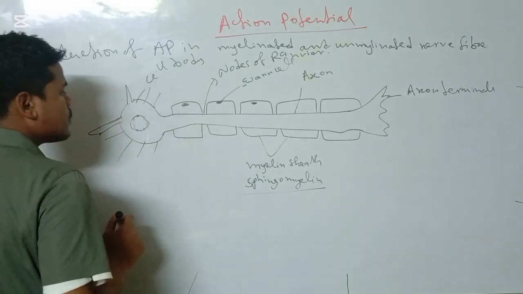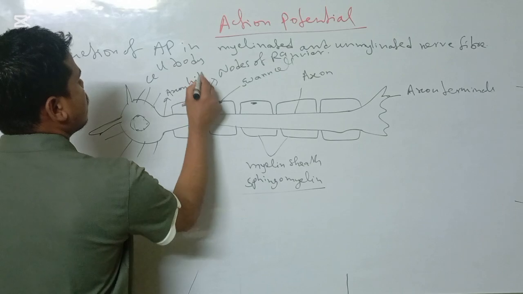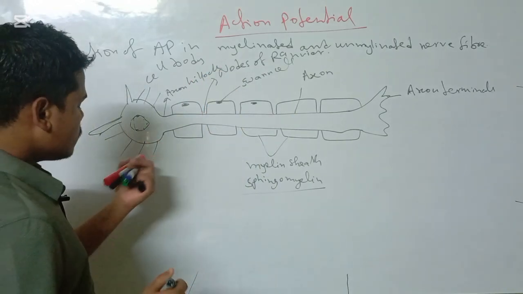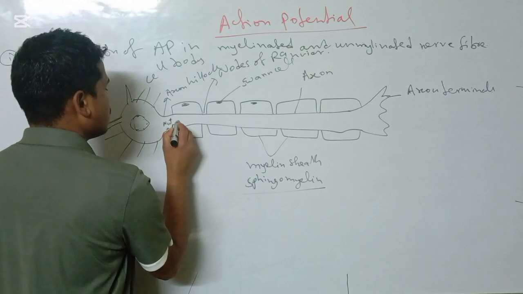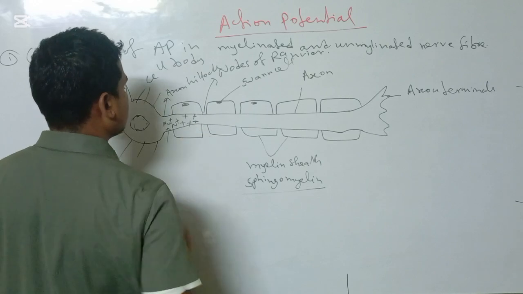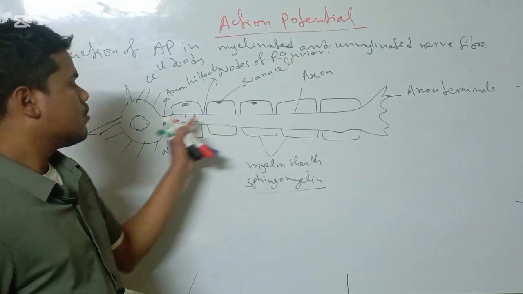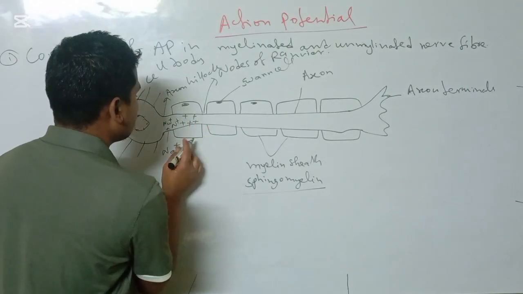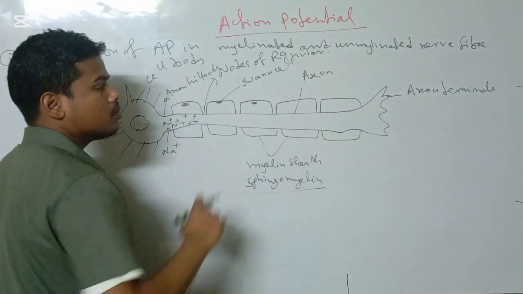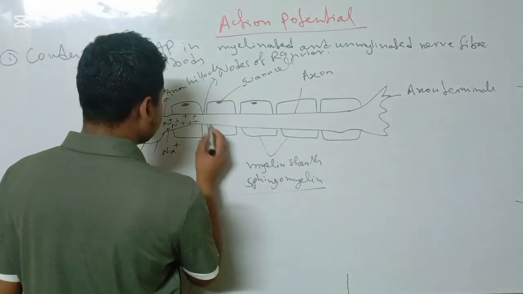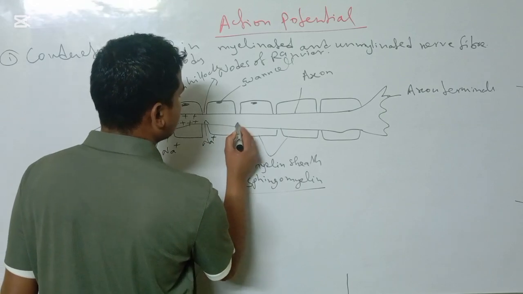So when the action potential will generate at the axon hillock or another location, let's suppose here sodium gets influxed, sodium ions are positively charged, if a threshold stimulus is applied. Then how will be the transmission? By skipping some space, not throughout the space, entry of the sodium ions will take place here, through these nodes of Ranvier only.